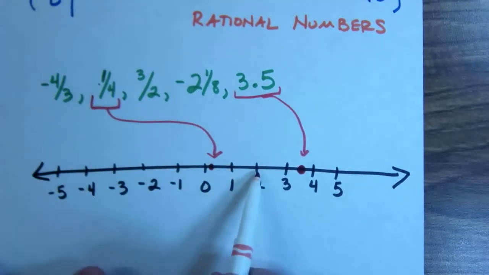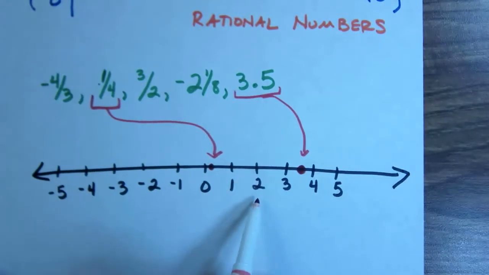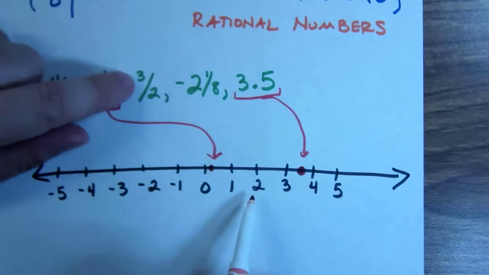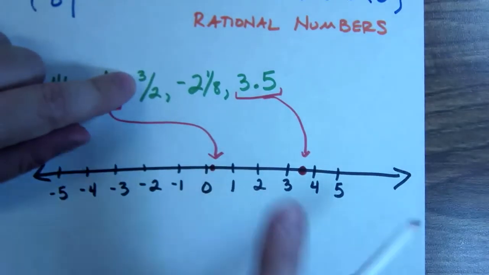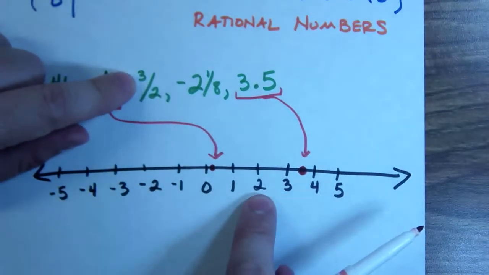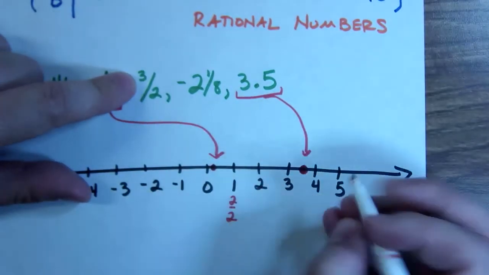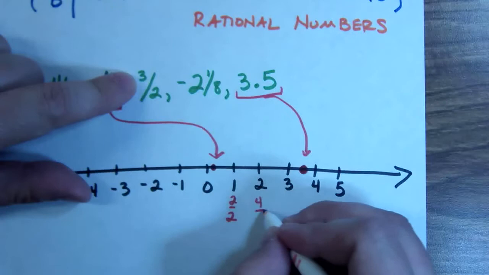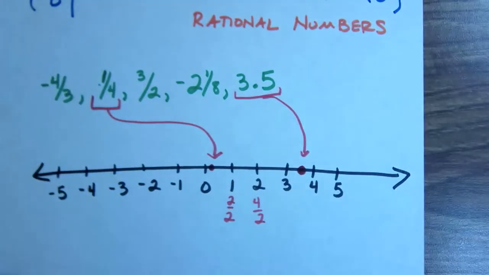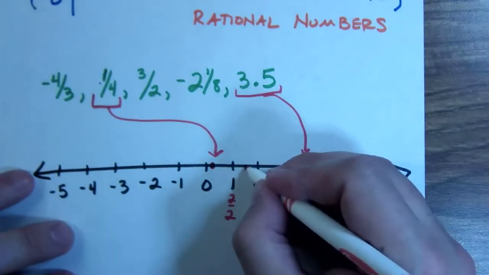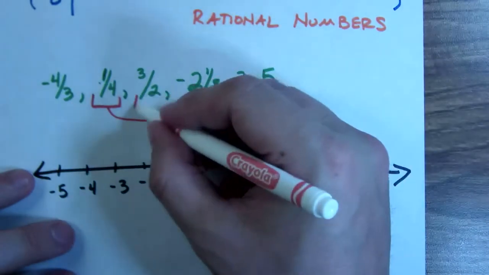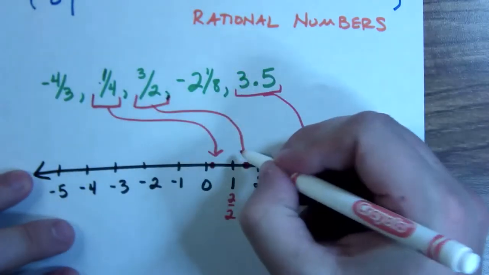Is it going to be higher than 2? Why not? Because there's not 4. Yeah, good. 4/2 would be 2. So I'm just going to write this here. 1 would be 2/2, and 2 would be 4/2. So 3/2 is exactly in the middle. Right there.